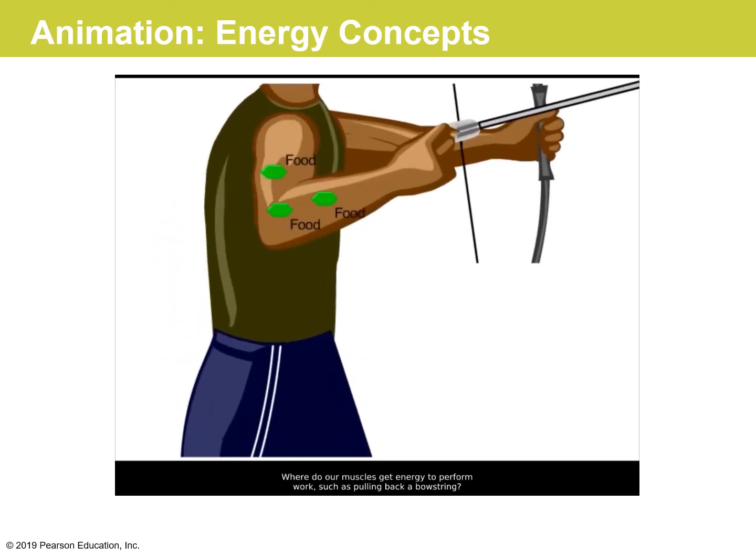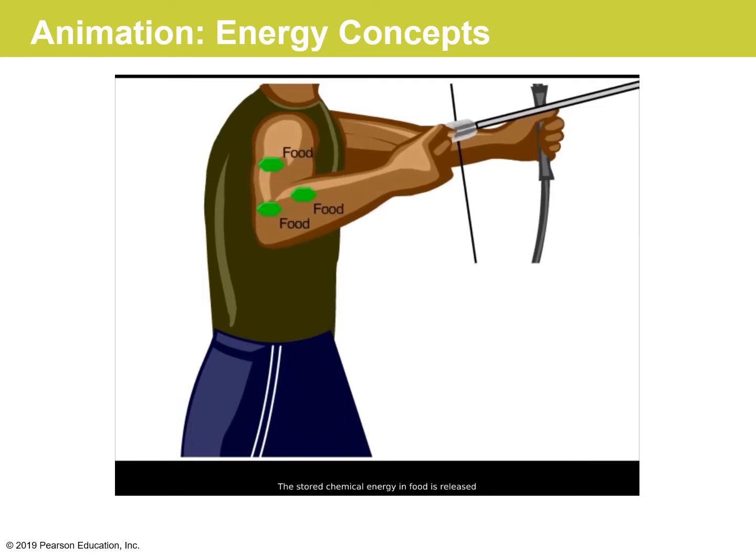Where do our muscles get energy to perform work, such as pulling back a bowstring? Our bodies use the chemical energy from food to perform work. Chemical energy is a form of potential energy. When your body breaks down food molecules, the stored potential energy from food can be converted to kinetic energy.